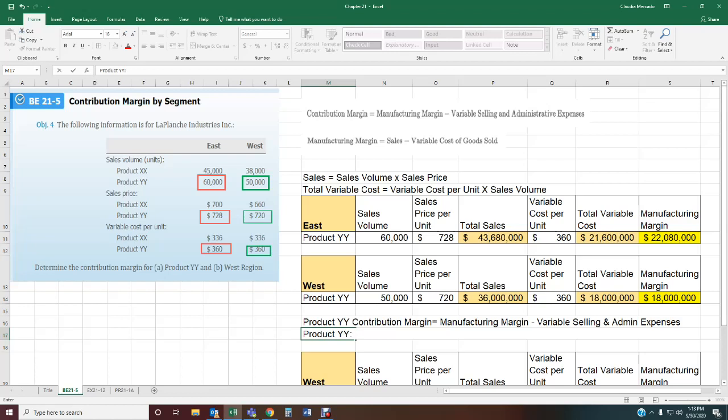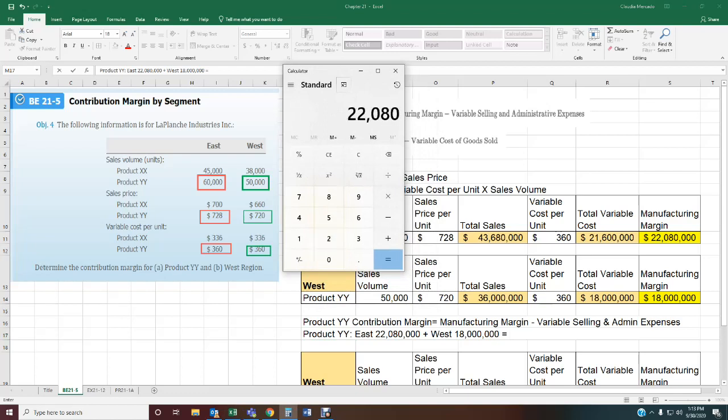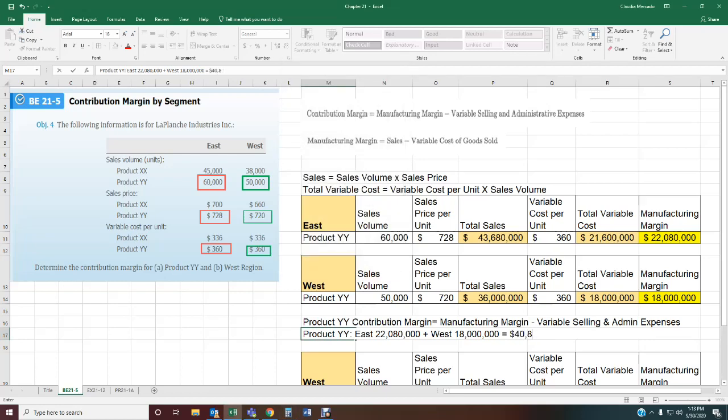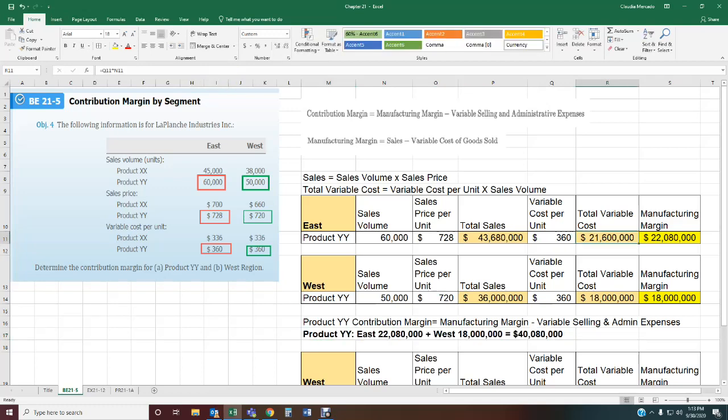So I've got my manufacturing margin for the east side is 22,080,000 plus the west side, which is 18 million. Let me get my calculator out. 22,080,000 plus 18 million, $40,080,000. That is the amount of my product YY contribution margin. This is for letter A. So you have to add your east side plus your west side to get your total for product YY.